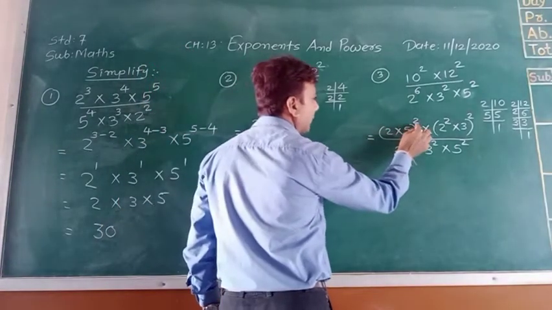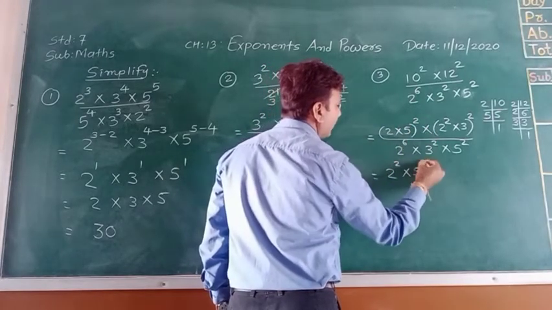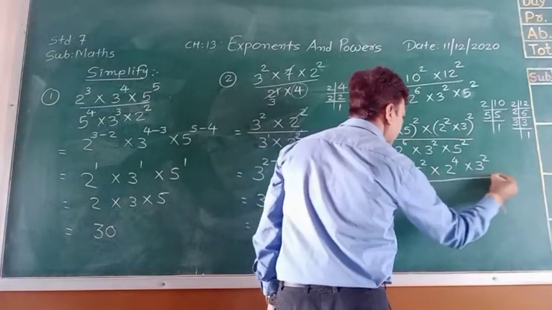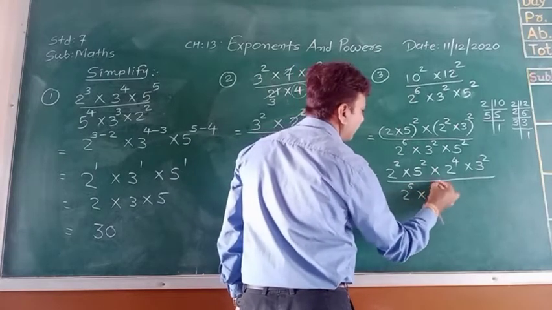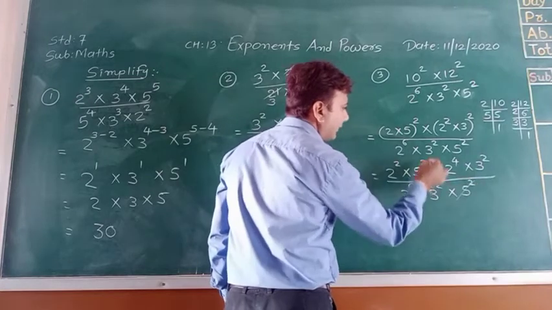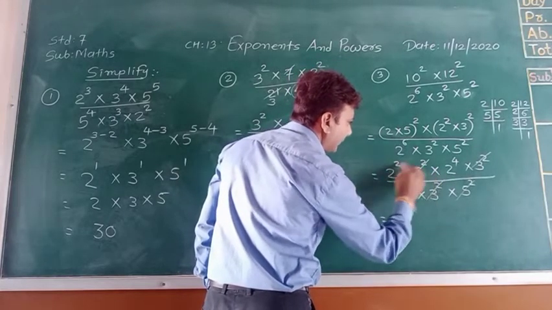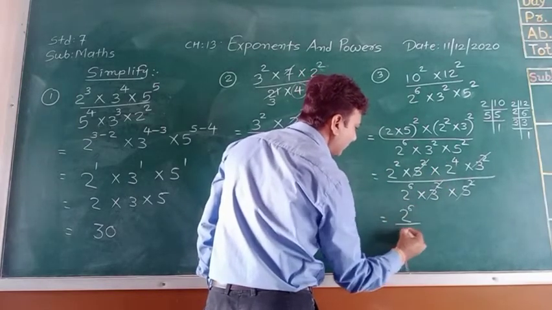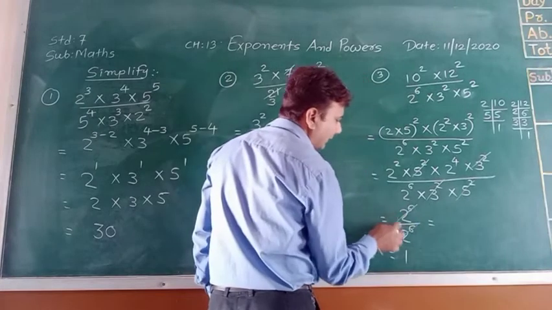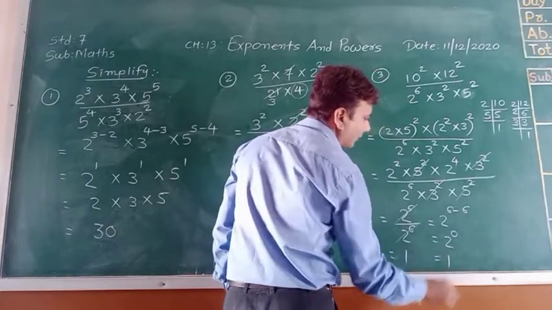Now this outer power we distribute to each term. So this 2 square, this 5 square, this 2 to the 4, 3 square, upon 2 raised to 6, 3 square, this 5 square. Now this 5 square and this 5 square we can cancel. Here 3 square cancels. Same bases, multiplication, sum of the powers: 4 plus 2 is 6, upon 2 raised to 6. Both have the same power, so we can cancel and the answer is 1. Otherwise also same base, division, subtraction of the powers: 6 minus 6 is 0, and any base with power 0 is 1, so the answer is 1.